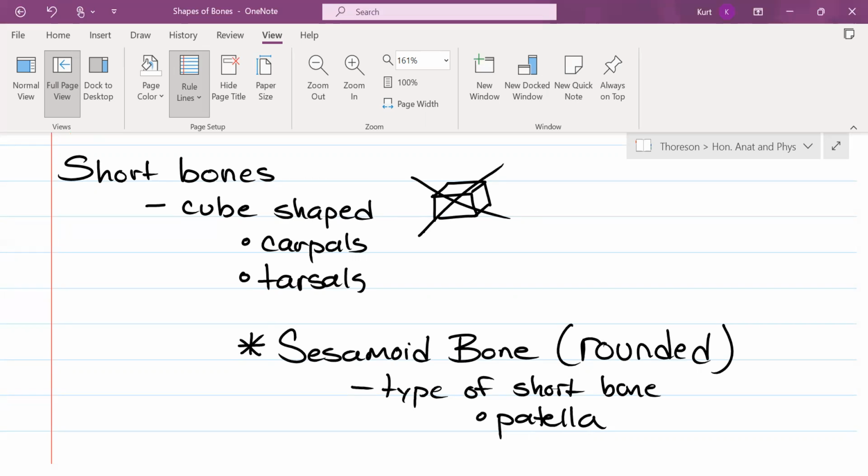But there's also another type of short bone that's shaped kind of in a rounded fashion, not a cube fashion, but rounded. And there's only one bone that's rounded. That's your patella. This is the sesamoid shape. So we have long, we have short, we have sesamoid. And the only type of sesamoid bone is your patella, which is your kneecap. If you want to look up here, you can see your patella is rounded. It's not cubed.